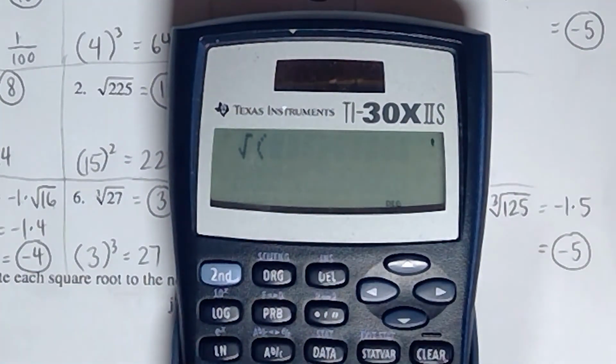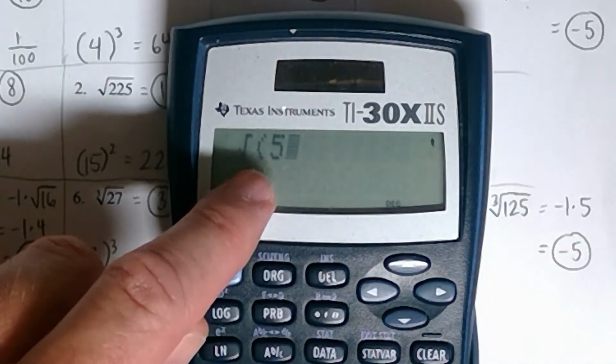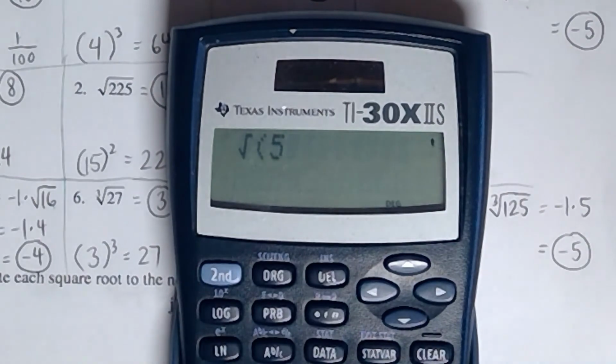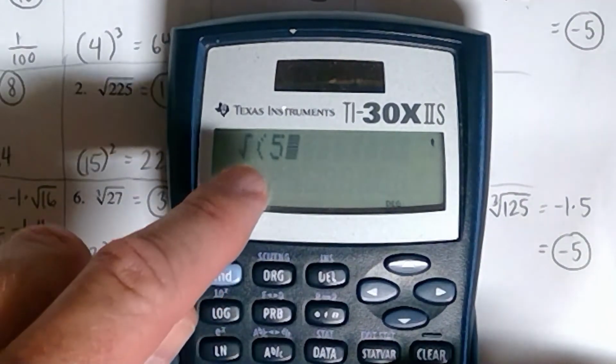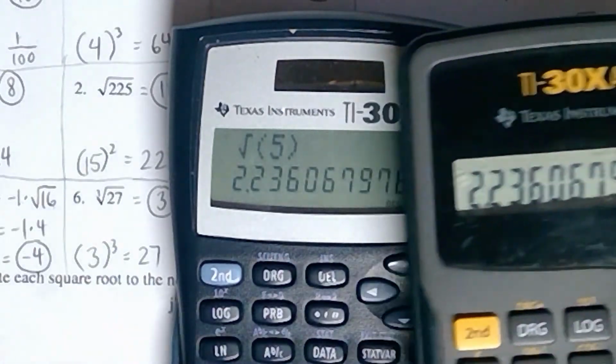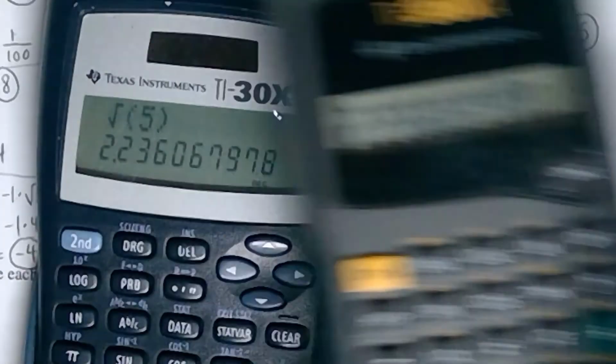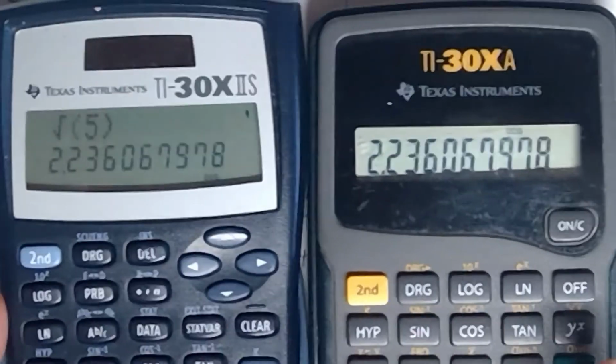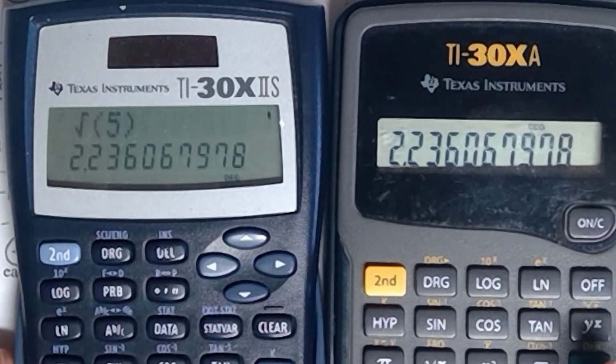At that point, now you type in the 5. Go ahead and close up that bracket. They like to open up a bracket when they do the square root for some reason on this calculator. So any time there's a bracket opened up, you've got to close it up like that. Then you hit the equal sign, and as you can see, it gives you the same exact answer as the one over here. Okay, it's just a different way of entering it.